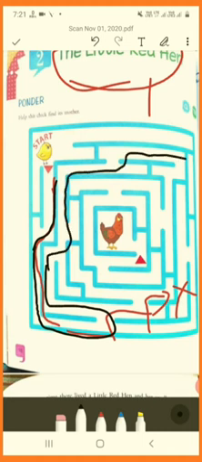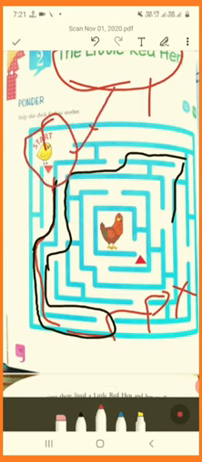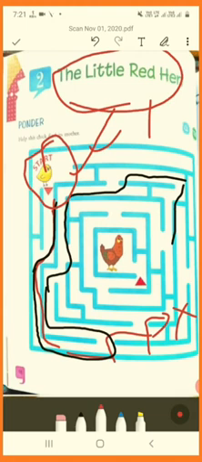So try and complete this at home in your own books. This is easy, isn't it? So this is how this lovely yellow chick will find its mother. Okay, it was a nice little warm-up for you. Let's move on to the next page.